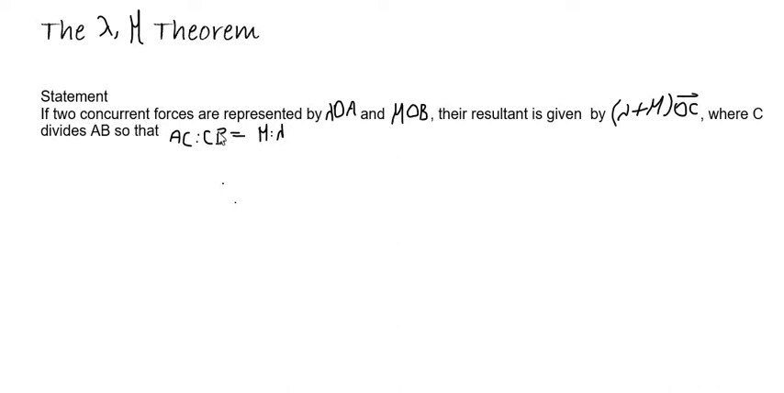The statement says if two concurrent forces are represented by lambda OA and mu OB, then the resultant can be given by lambda plus mu OC, where C divides AB such that AC ratio CB equals mu ratio lambda. You can have a different definition because there is a slight difference in the definitions which exist in different books, but it is also a valid definition. So let's understand it with the help of a diagram.